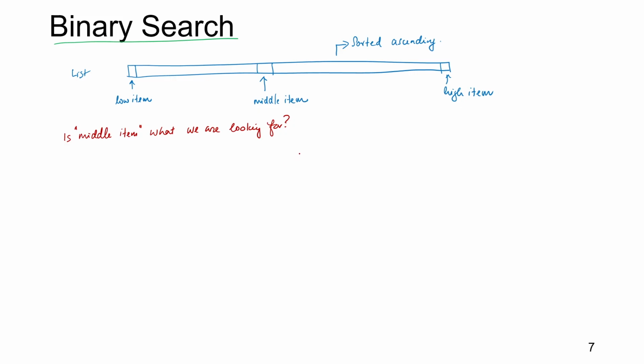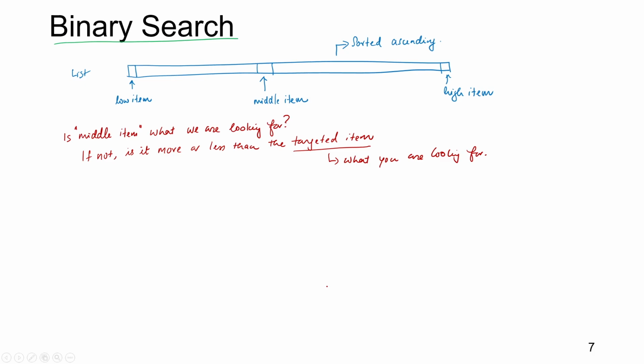So, if not, is it, meaning the middle item, more or less than the targeted item? The targeted item is what you are looking for. So, you take the middle item, and if it is what you are looking for, done. If it is not, then we say is it more or less.